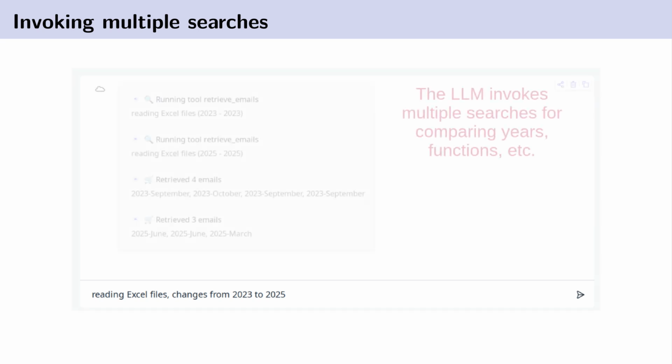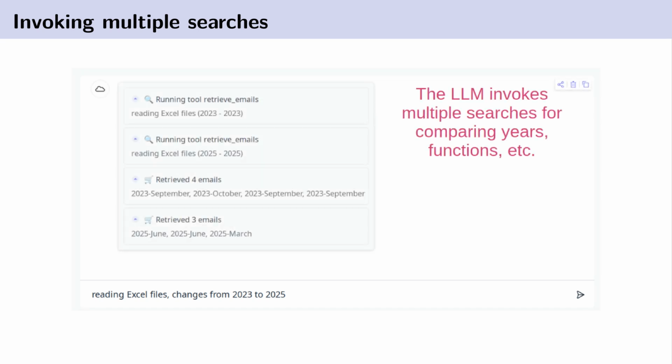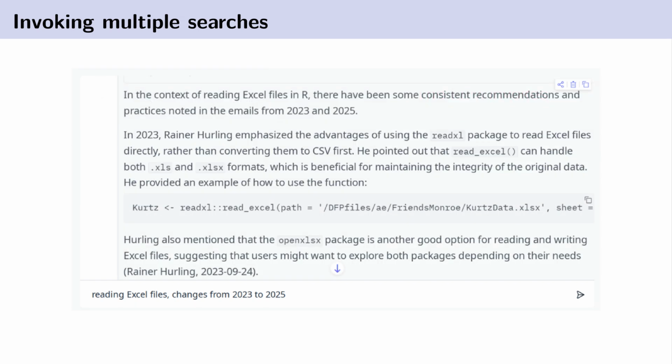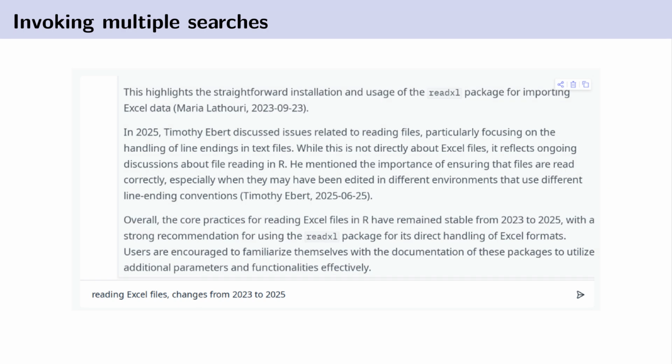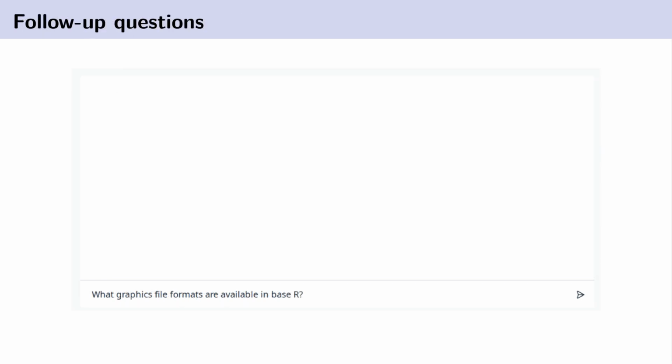Let's run 2 fun examples. First, let's ask about how reading Excel files changed from 2023 to 2025. Here the LLM launches separate searches for each year, then uses the results to formulate a response. It says that practices for reading Excel files didn't change much in this time period. The multiple search feature isn't limited to years and can be used to compare functions, packages, or other topics mentioned in the emails.